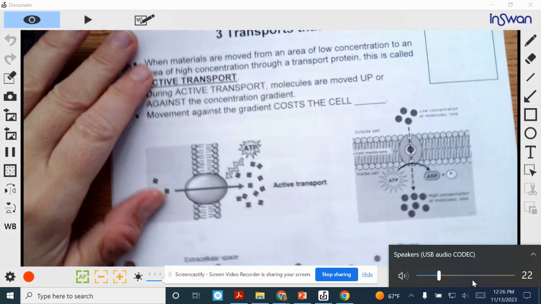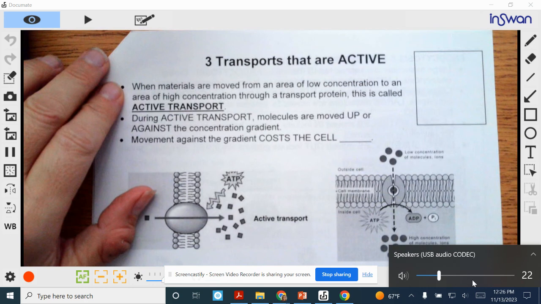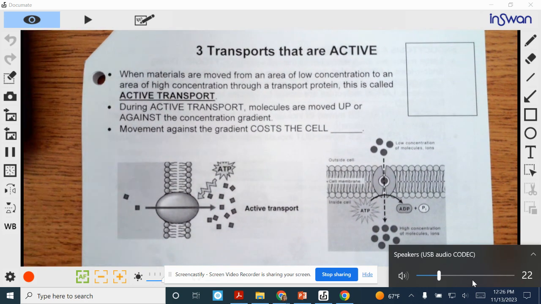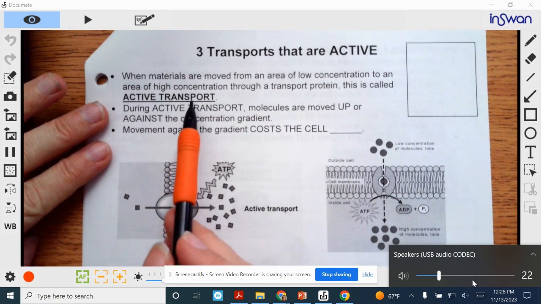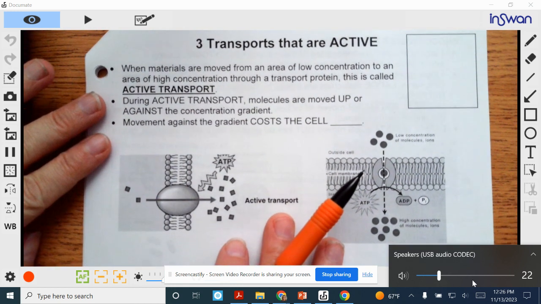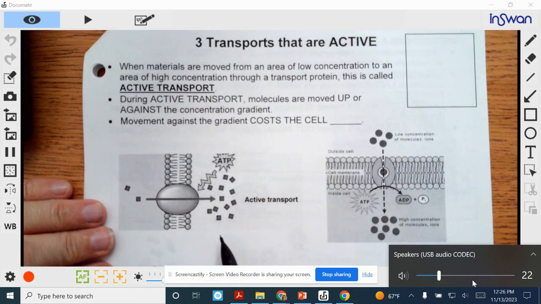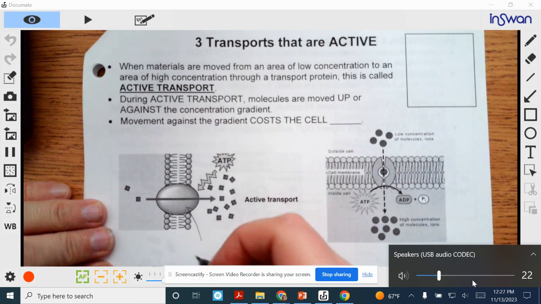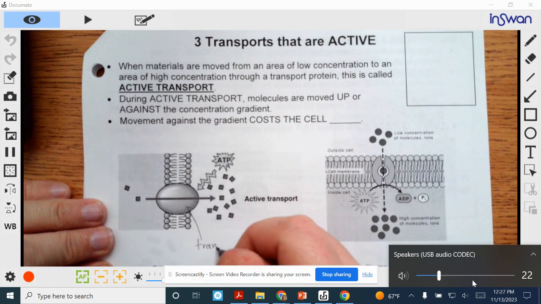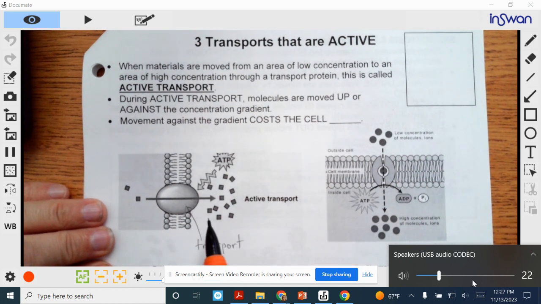Okay, so as I mentioned, there were 3 types of processes that are considered active. Now, just one of those 3 is called active transport itself. When you see active transport, it might look a lot like facilitated diffusion because you're going to see molecules moving and they're going through a transport protein. So let's indicate that. But you're going to see 2 main differences.